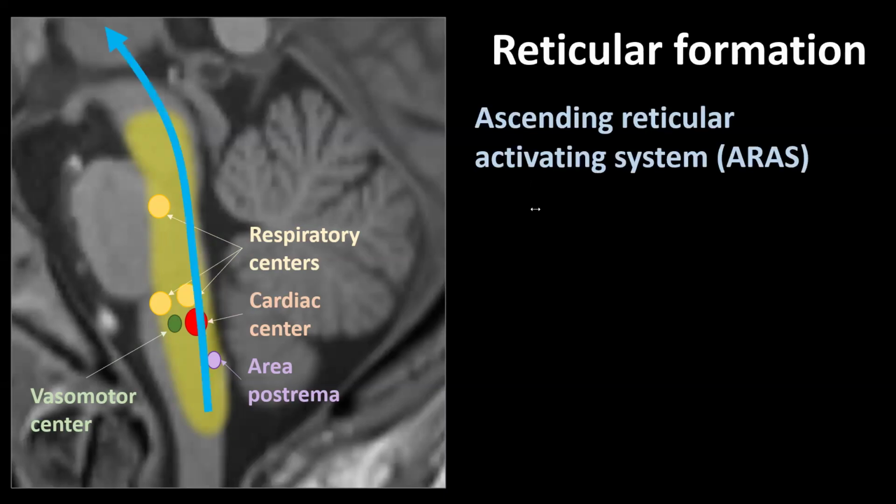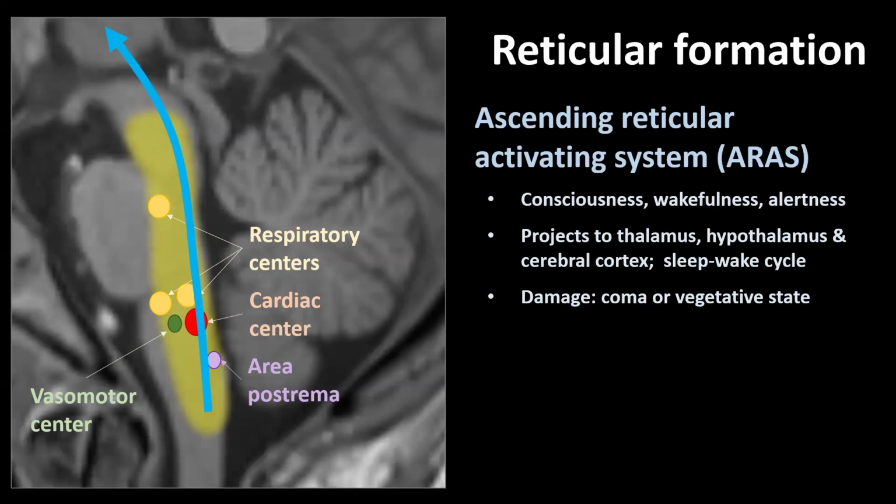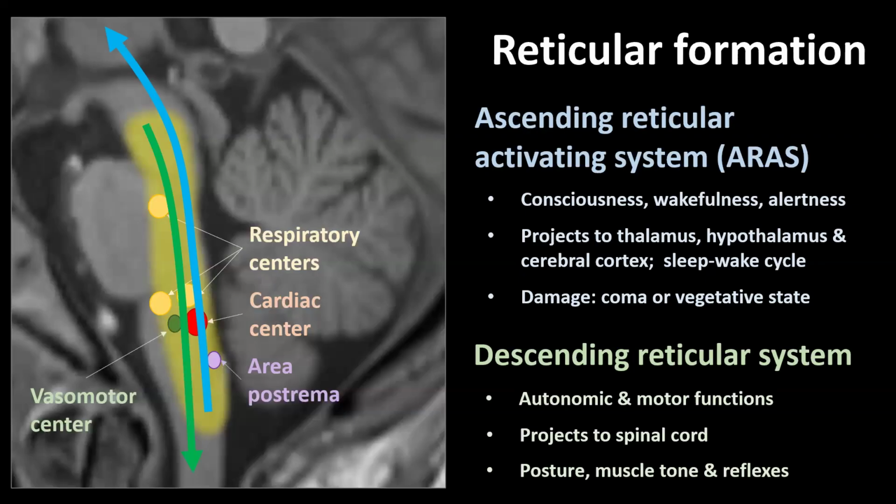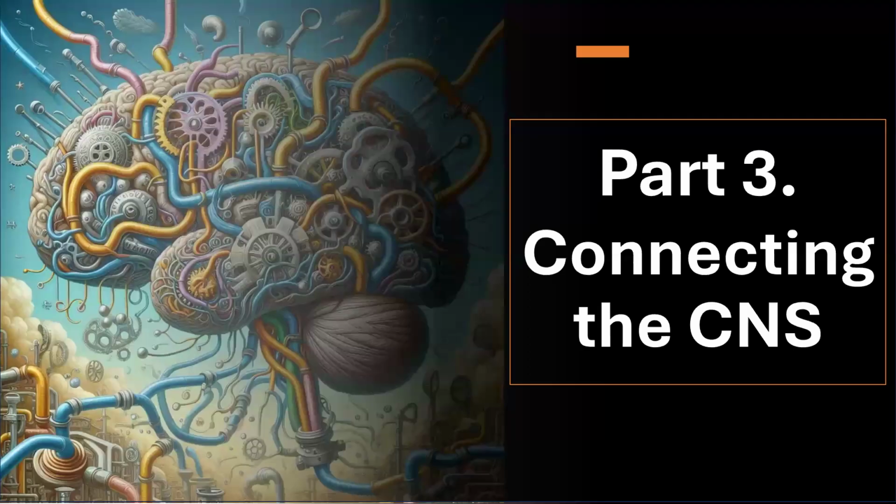It has two components. We have an ascending reticular activating system, which projects to the thalamus and the cerebral cortex. It is vital for consciousness, wakefulness, alertness. It plays an important role in the sleep-wake cycle, and damage of this system will lead to coma or a vegetative state. We also have a descending reticular system, which projects to the spinal cord and is more involved in autonomic and motor functions like regulating posture, muscle tone, and reflexes.